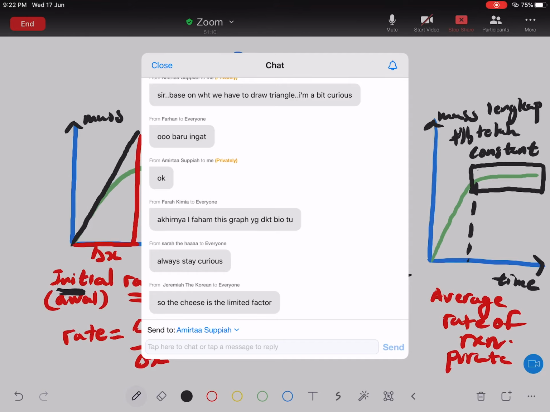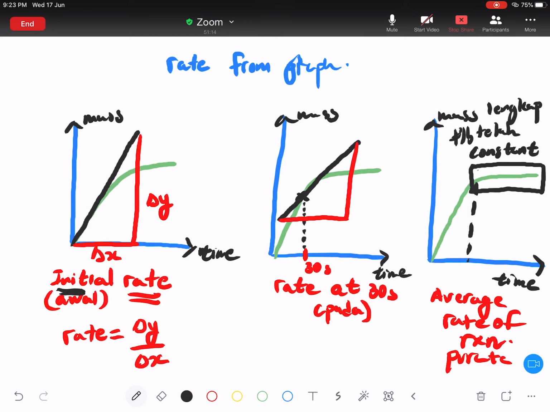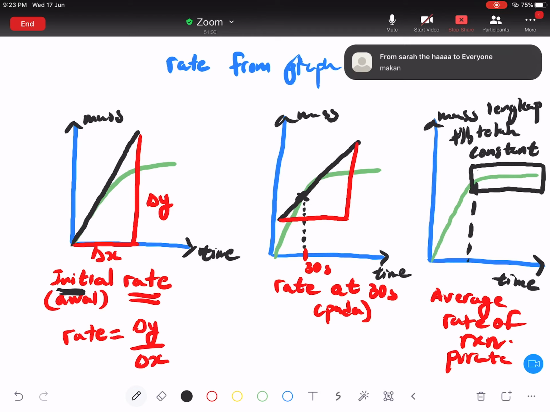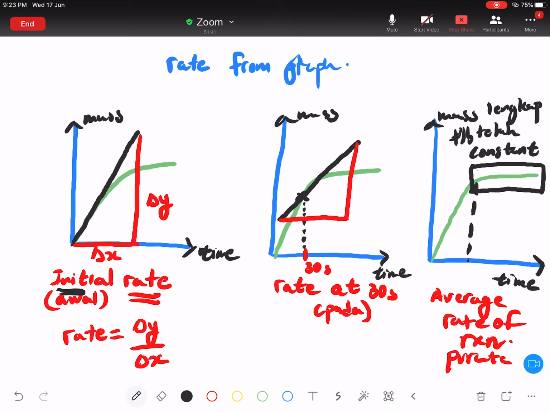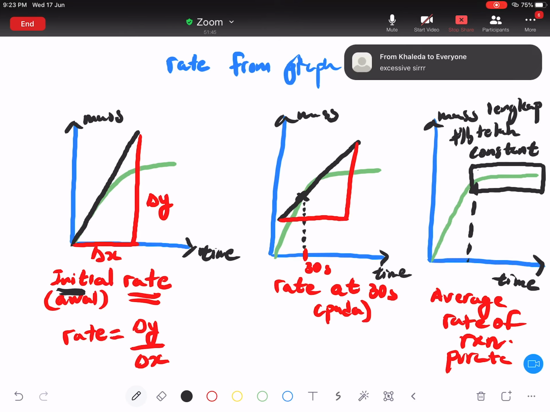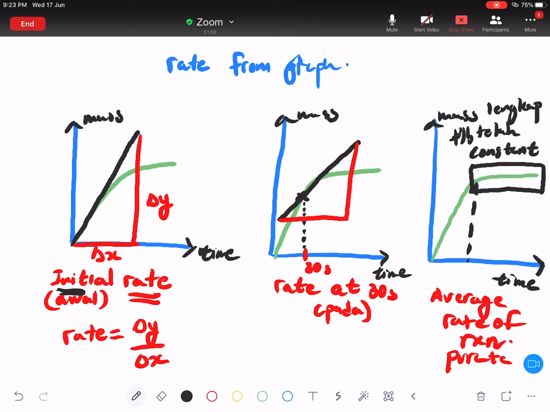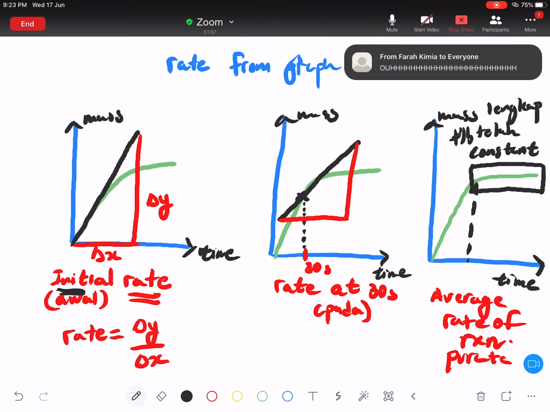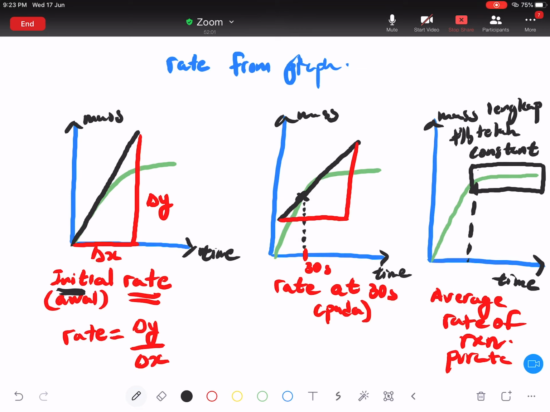Bagus. Yes. Sebab itulah cheese is the limiting reactant. Guys, kalau cheese itu adalah limiting reactant, roti tu jadi apa? Roti tu roti. Ya Allah. Kalau cheese tu limiting reactant, roti tu excess reactant. Excessive reactant. Berlebihan. Bahan berlebihan. Yang tak akan habis. Faham?